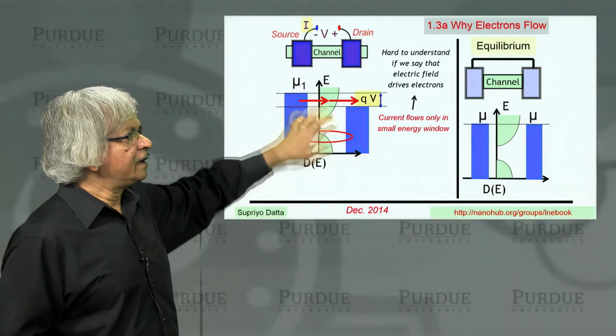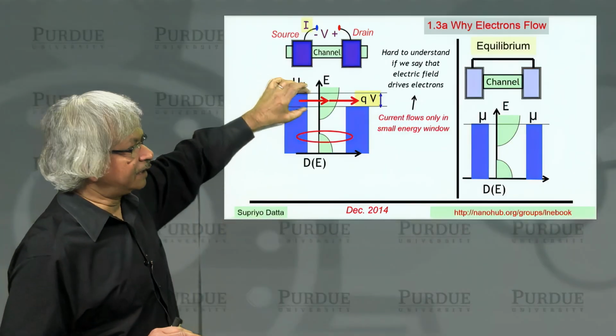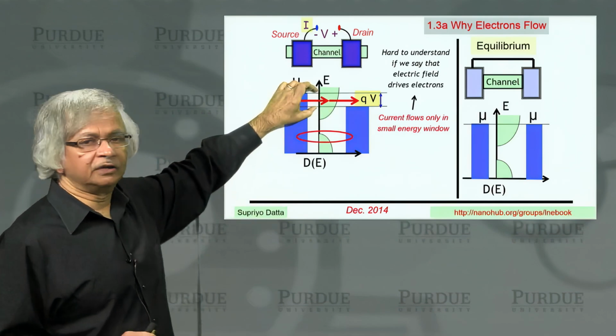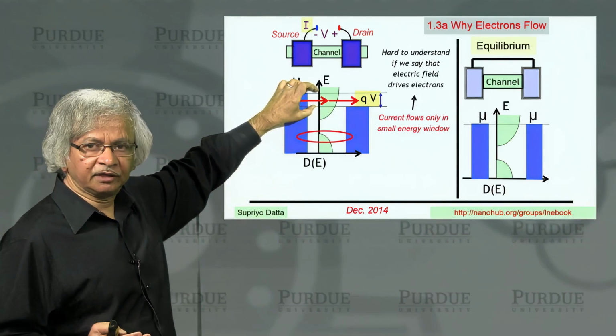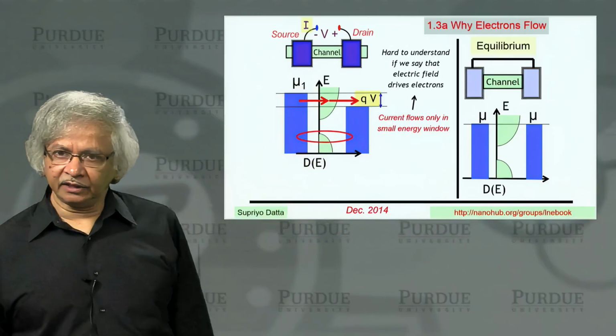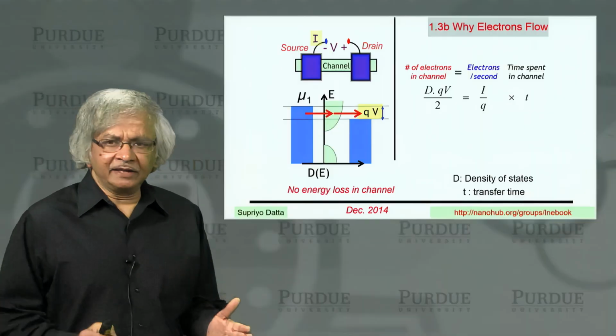But what is well known and widely accepted is that current flows only in the small energy window around the Fermi energy or the electrochemical potential. States deep down here play no role in current flow. Now, let's try to make this quantitative.